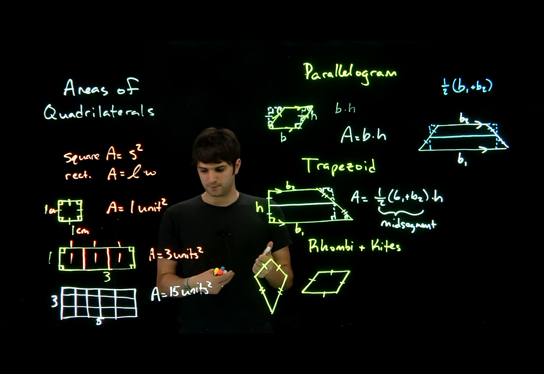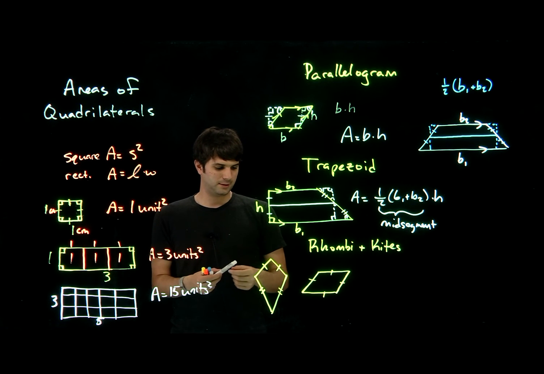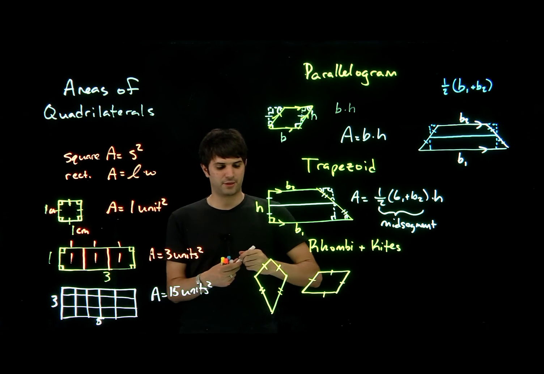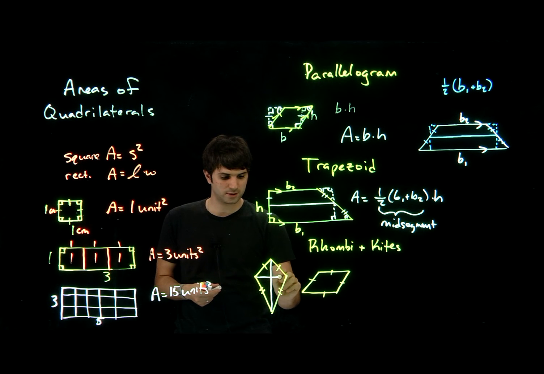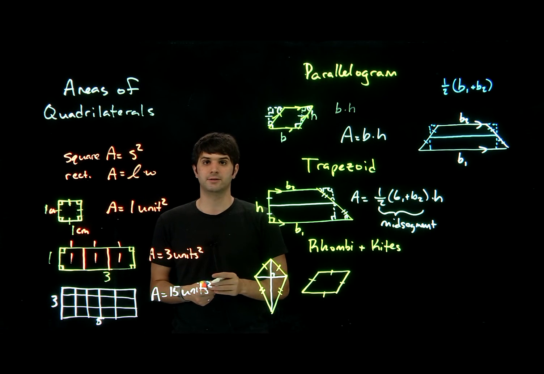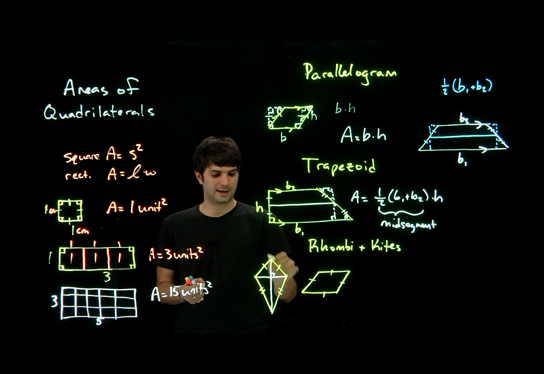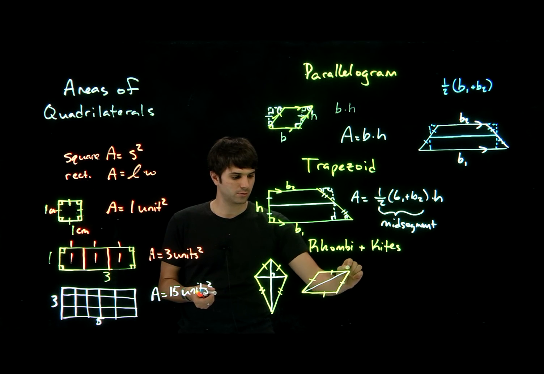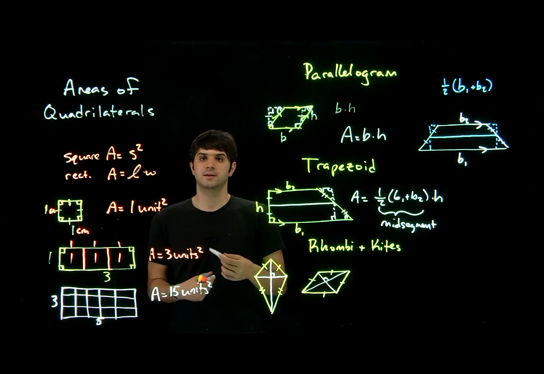So, if you don't remember, I'll just give you the answer. Rhombi and kites share the property that their diagonals always, always, always intersect in right angles. Sorry, diagonals of kites and diagonals of rhombi always intersect in right angles.